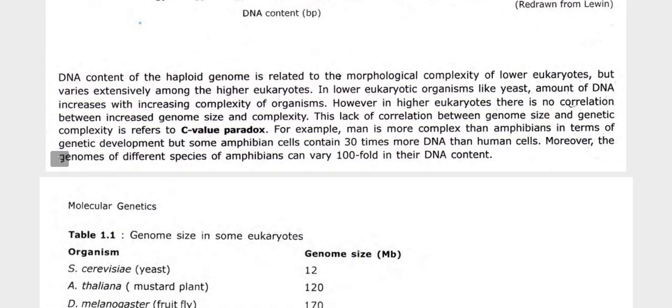The DNA content of the haploid genome is related to the morphological complexity of lower eukaryotes, but varies extensively among the higher eukaryotes. In lower eukaryotic organisms like yeast, the amount of DNA increases with increasing complexity of the organism. However, in higher eukaryotes, there is no correlation between increased genome size and complexity.